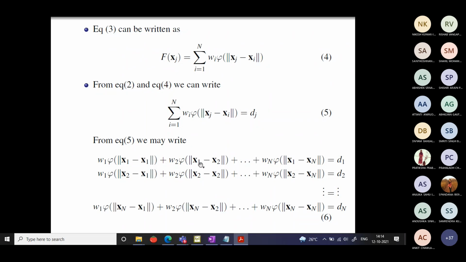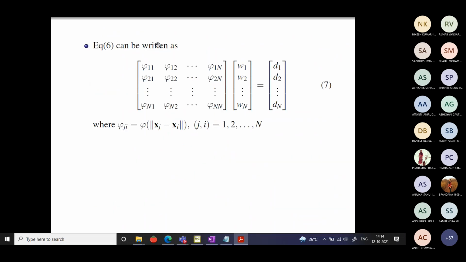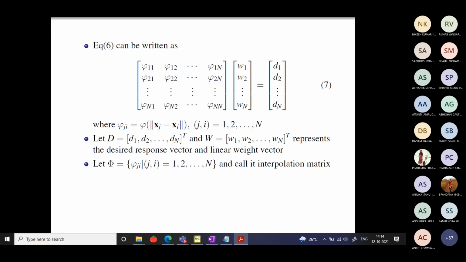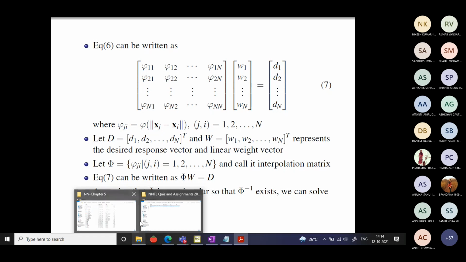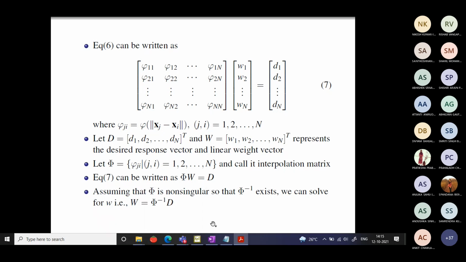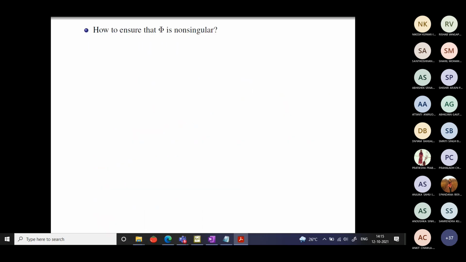We can put these equations in matrix form, where each phi is the radial basis function value, and represent this in vectorial notation as phi w equals d. The ultimate aim is to find the weights. If all these radial basis functions are calculated accurately, then finding the weights is not a problem. But there is a certain caveat.